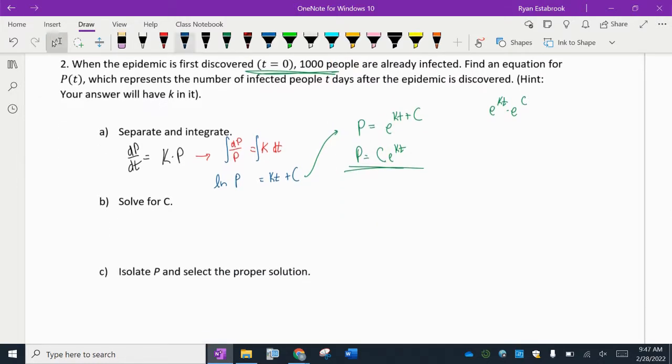Now, part B says to solve for C. So from this point, plug in that information. Can you plug that in and solve for C?